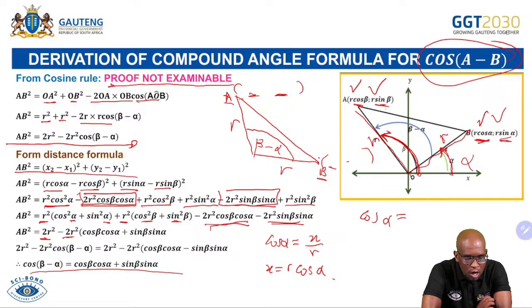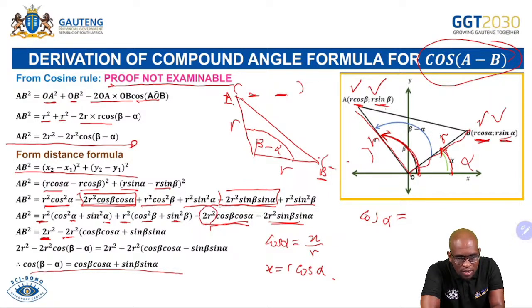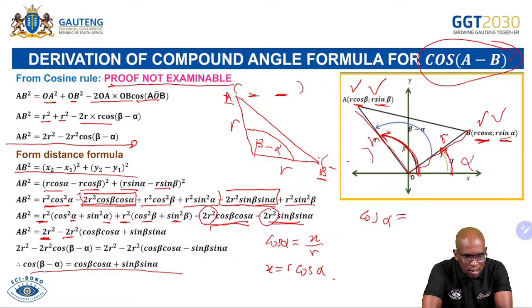So this would be r squared, and this would be r squared. When you add them, you get 2r squared. And then from there, we can factor out r squared in the last two terms. If we factor out negative 2r squared, we get cos beta cos alpha plus sin beta sin alpha.